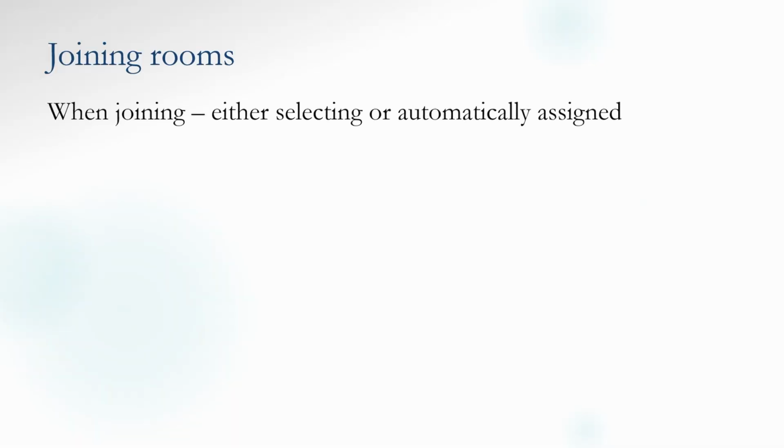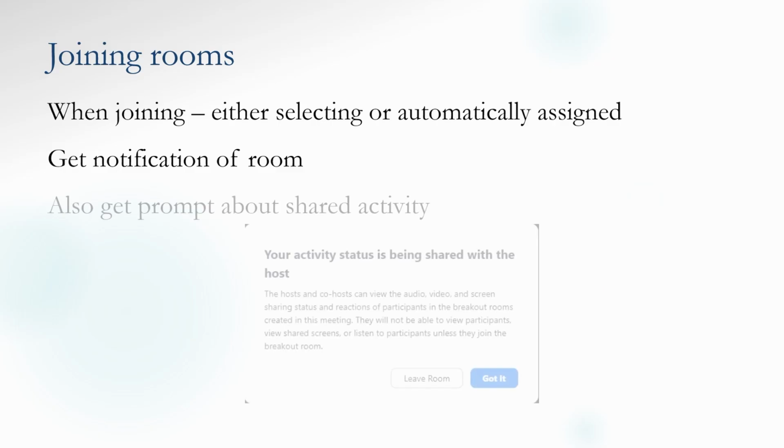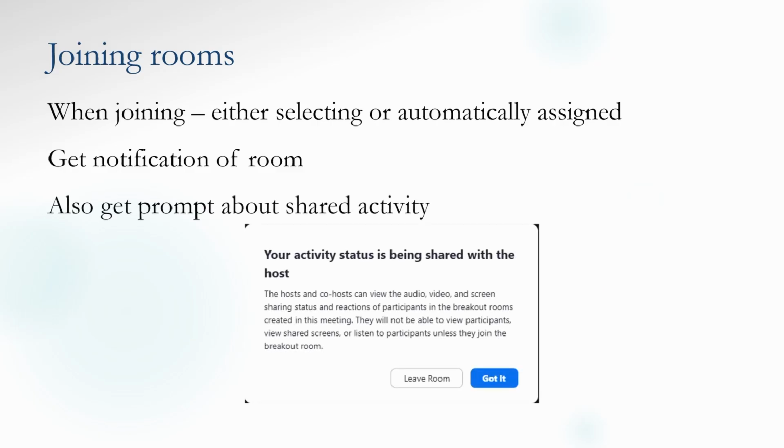When an individual joins a room, either because they select a room or because you have it set for them to join automatically, each person gets a notification showing what room they are joining. This is on the screen for a very short time. The first time they go into breakout rooms during the Zoom meeting, they should also get a prompt telling them that their activity status is being shared with the host. They will need to click Got It to continue.